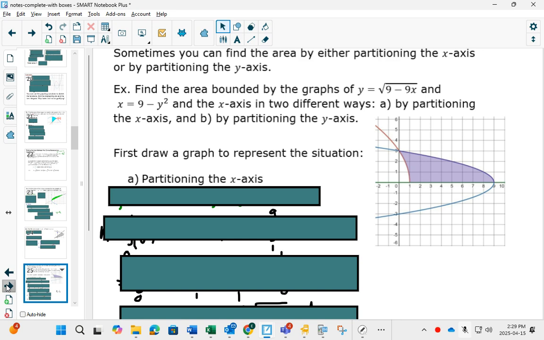Y equals the square root, that's our red graph here. Maybe I'll color code this. This is our red graph. And x equals 9 minus y squared. That's our blue graph on there. And we have to decide what we think would be easier to do. Would it be easier to partition the x-axis or to partition the y-axis?